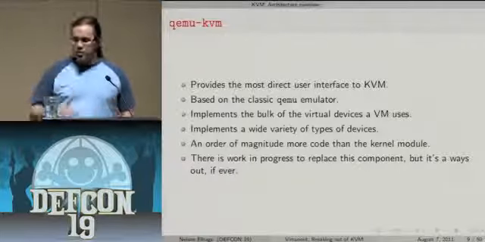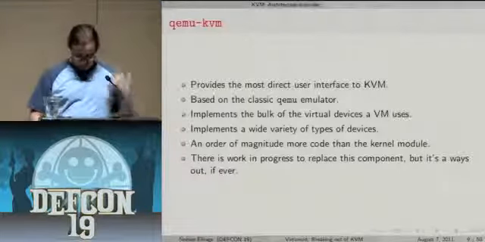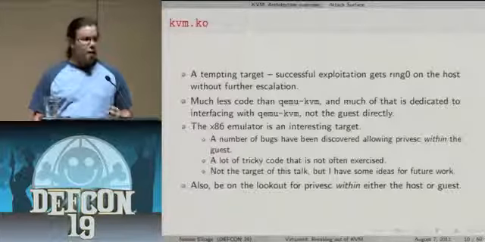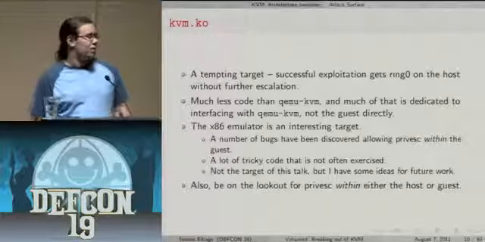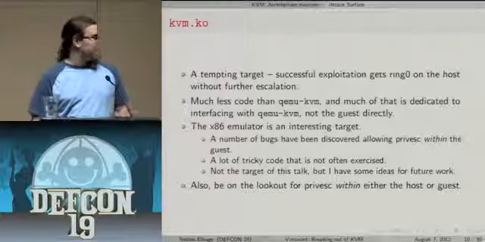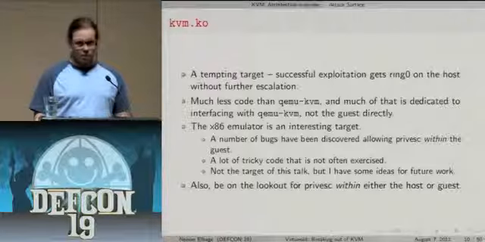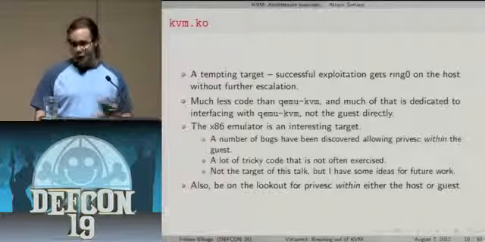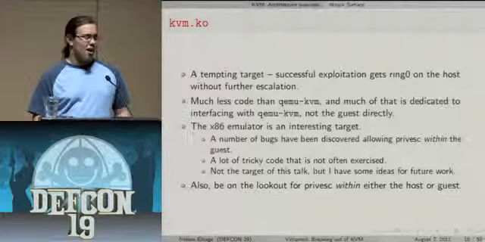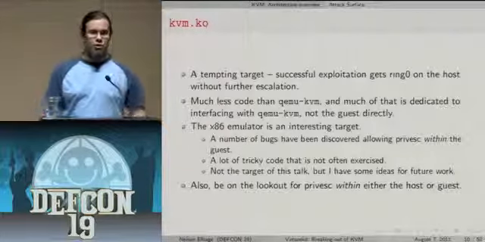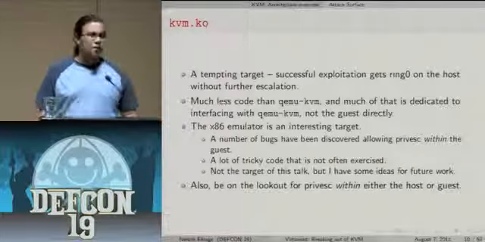All right, so those are the three main components. Now we can go back and take a look at each one with an eye for attack surface. KVM.ko is a very tempting target for an attacker because it runs in kernel mode on the host, in ring 0. If I successfully find and exploit a bug here, I have ultimate privileges on the host with no further exploitation or privilege escalation needed.